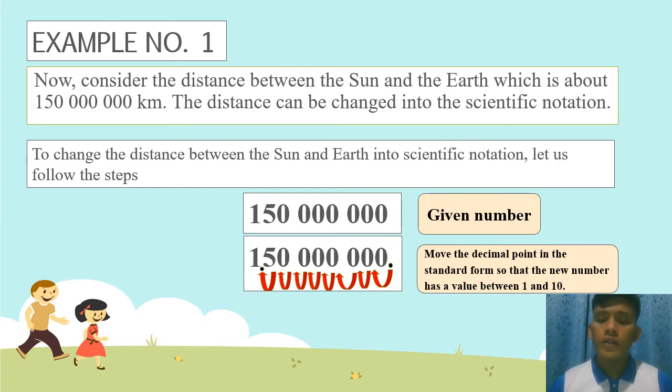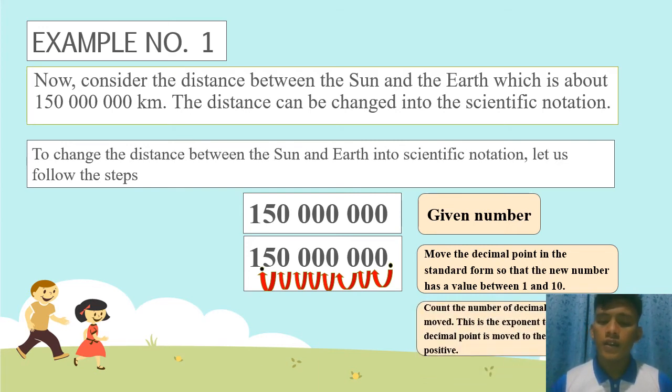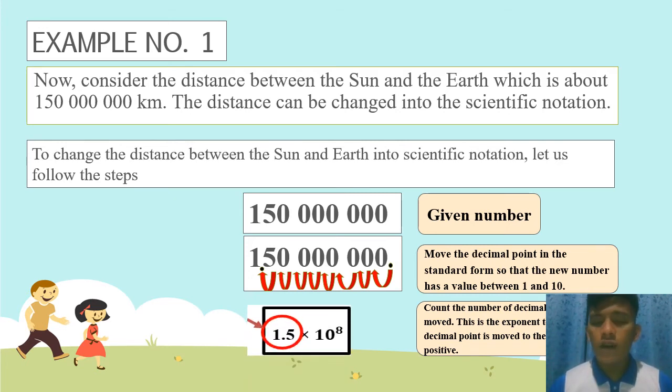Before that, count the number of places the decimal point has moved. This is the exponent. The decimal point is moved to the left. Therefore, our exponent is positive. So the result is 1.5 times 10 raised to 8. Why is it raised to 8? Because we moved the decimal point 8 places. That's why it is raised to 8.